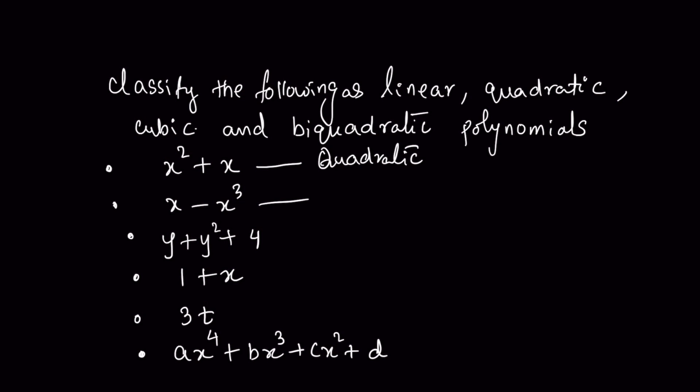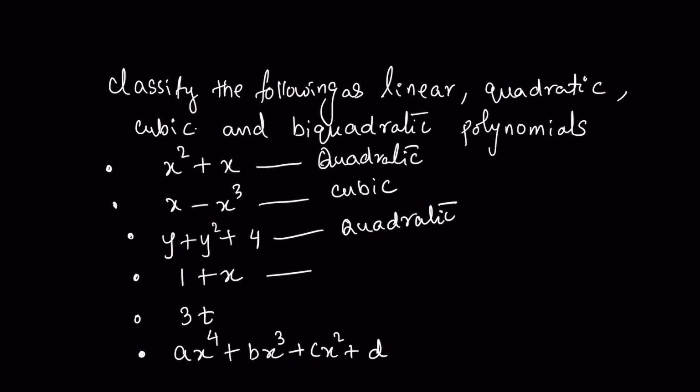X minus x cube. In this, degree is 3. So a polynomial having the degree 3 is called a cubic polynomial. So it is cubic. Next polynomial is y plus y square plus 4. So the degree of it is 2. So it is quadratic.